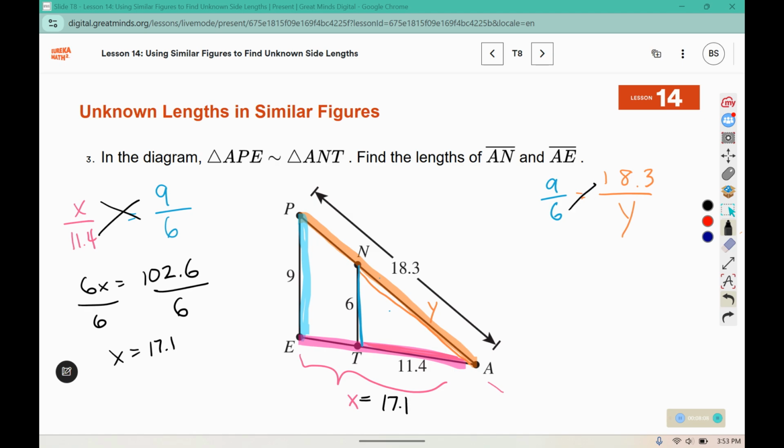Cross multiply, 6 times 18.3 is 109.8. And 9 times y is 9y. Divide both sides by 9. And y is 12.2, which is AN.